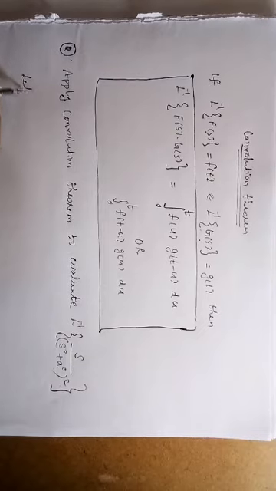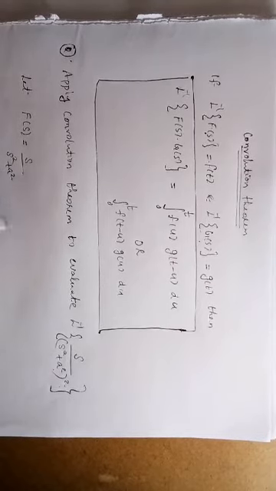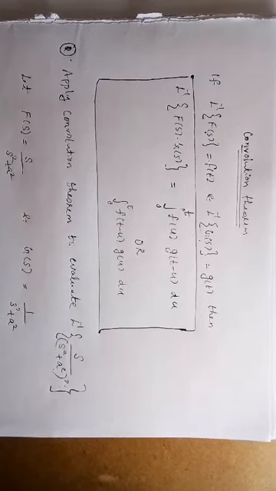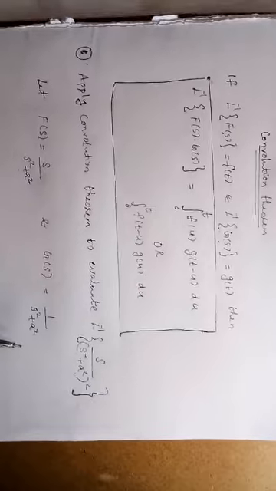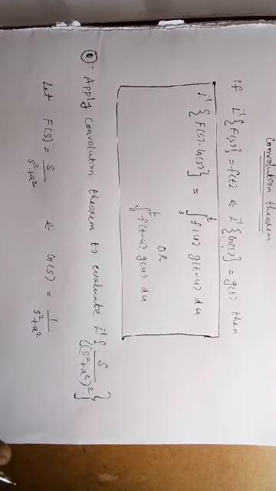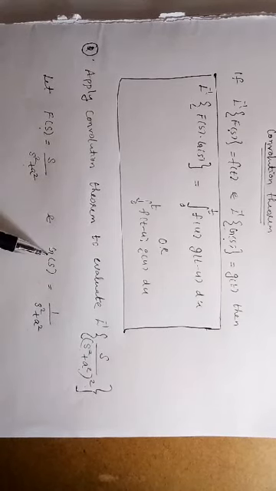So first step, let us take the function F(s) equal to s by s square plus a square, and let us take another function G(s) as 1 by s square plus a square. Then s by s square plus a square into 1 by s square plus a square gives the given function. So first step, we have to identify two functions F(s) and G(s).